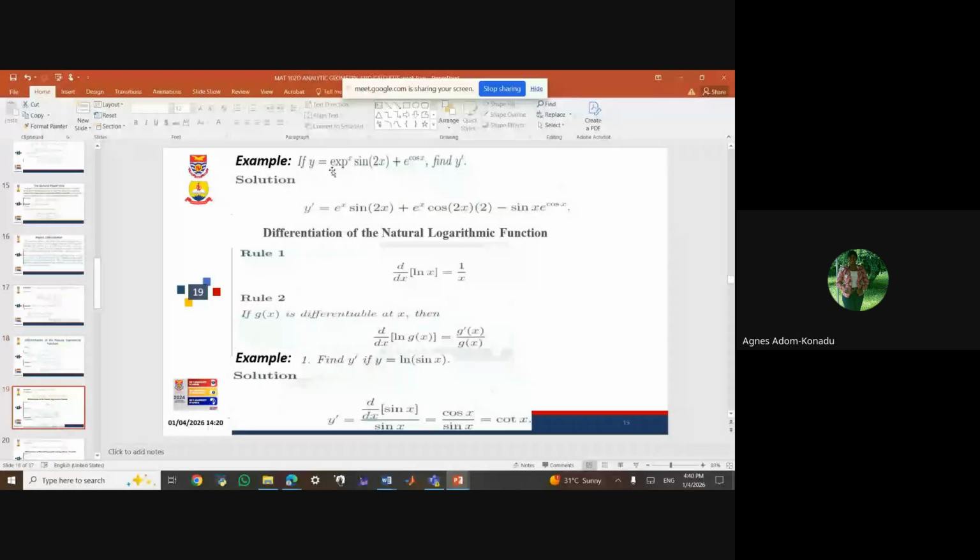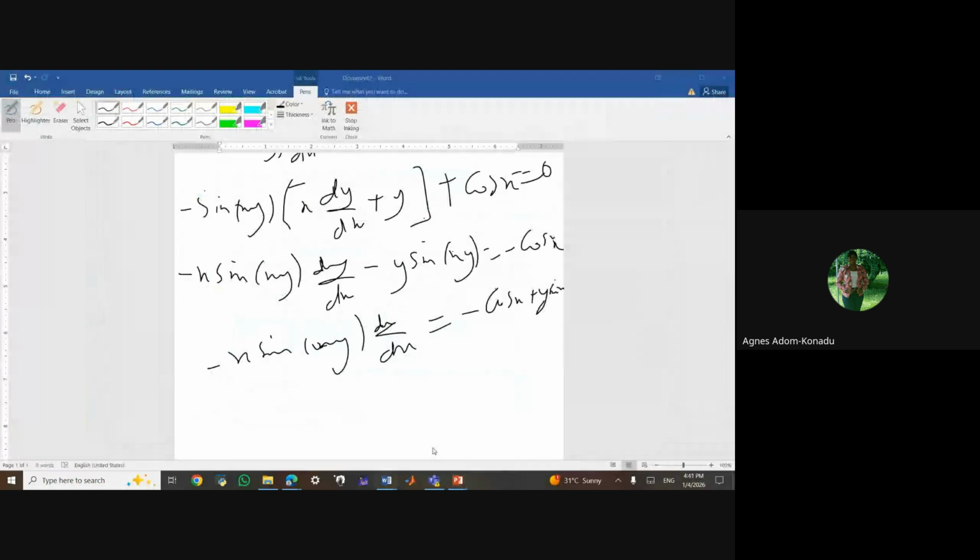So example, if y is equal to e to the power x sine 2x plus e to the power x cos 2x, we want to find y prime. We can see this as a product of two differentiable functions, so I have to use product rule. Let me just write it on the board.